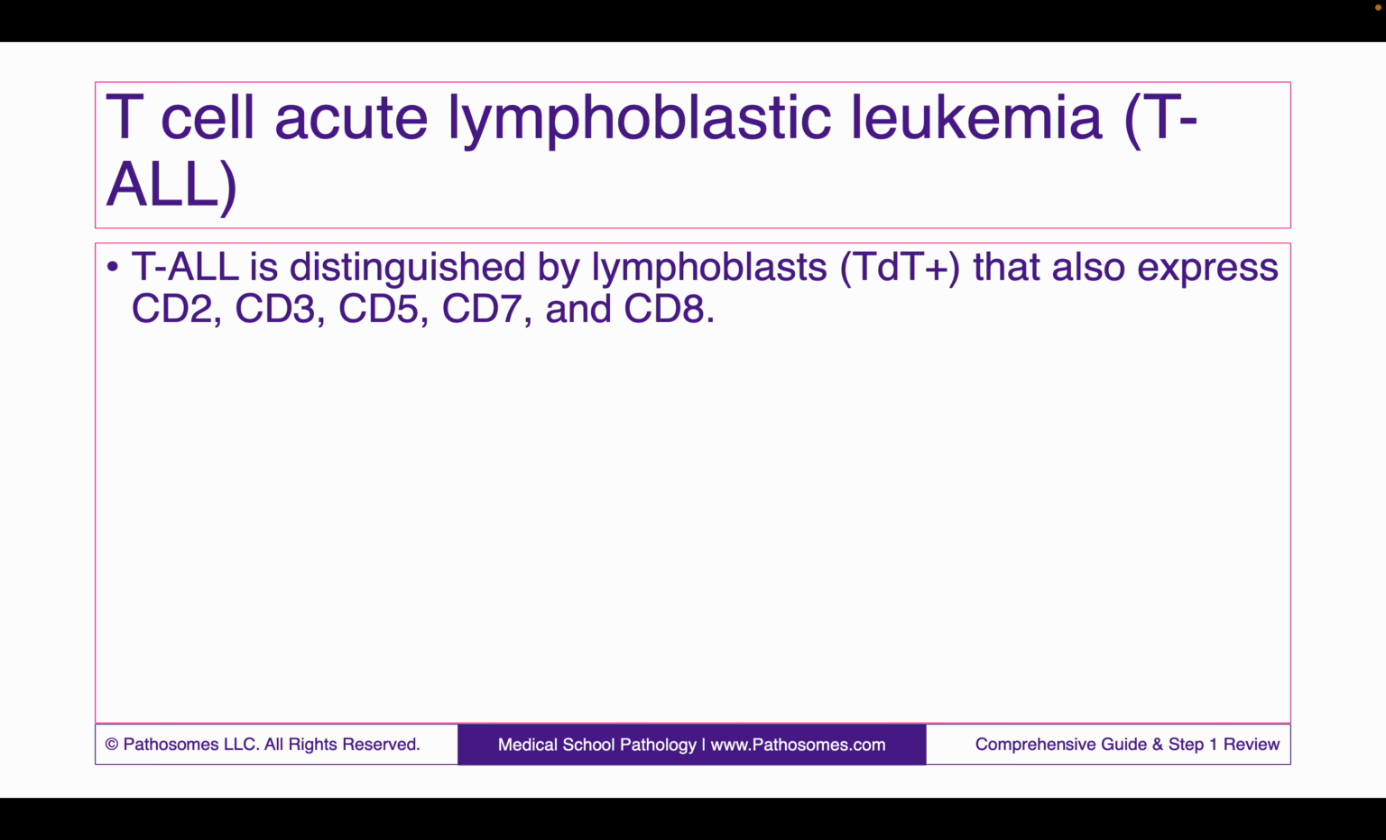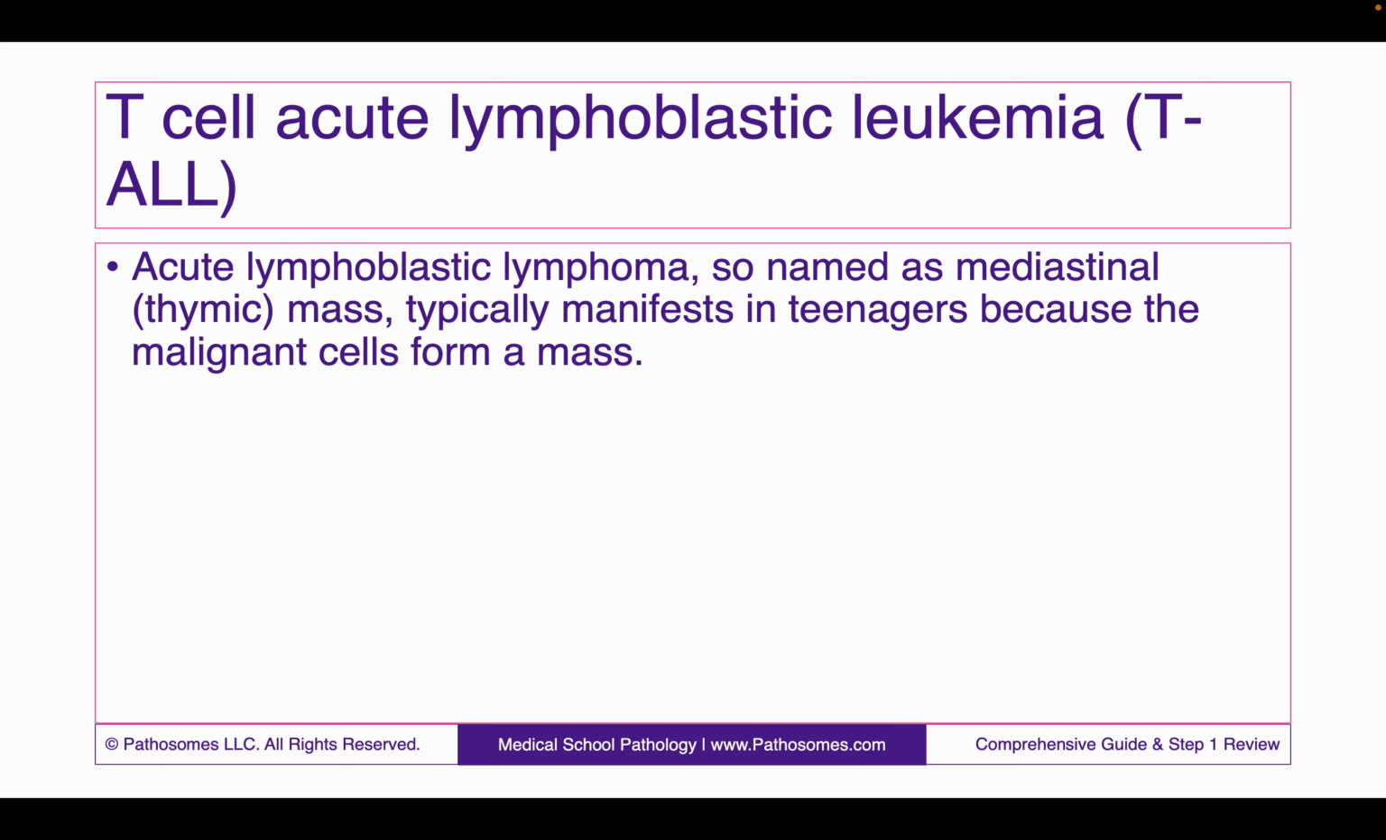T-ALL is distinguished by lymphoblasts that express TdT positivity that also express CD2, CD3, CD5, CD7, and CD8, those T cell markers, right? Acute lymphoblastic lymphoma is so named as a mediastinal thymic mass, and it typically manifests in teenagers because the malignant cells form a mass.